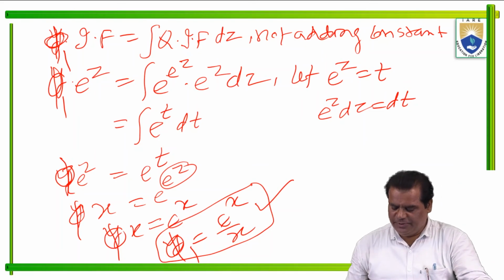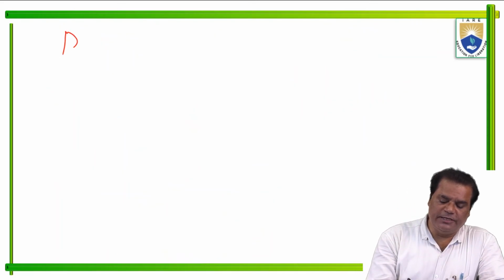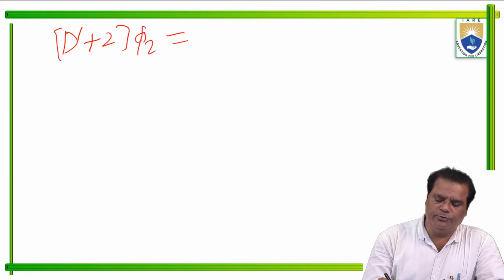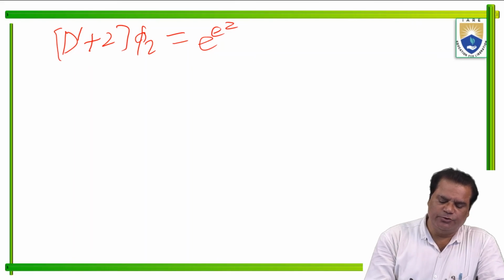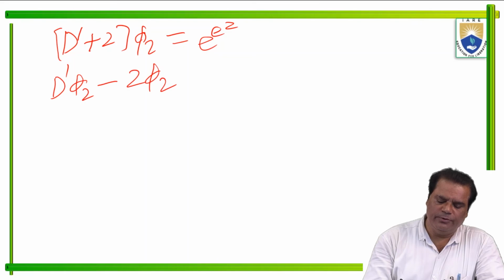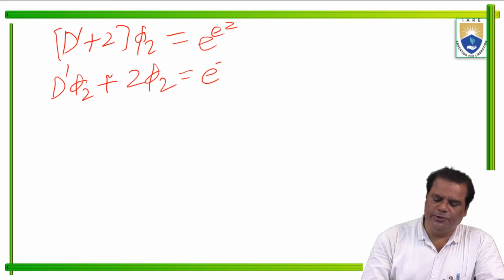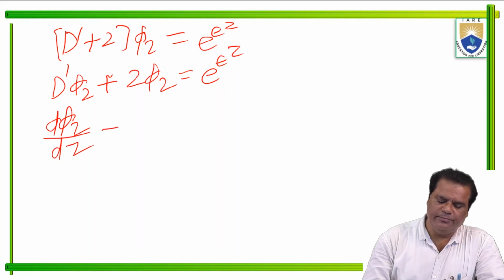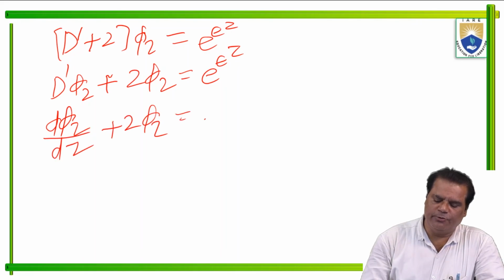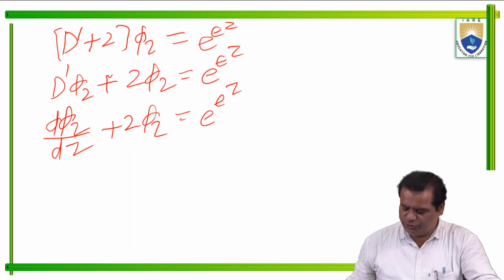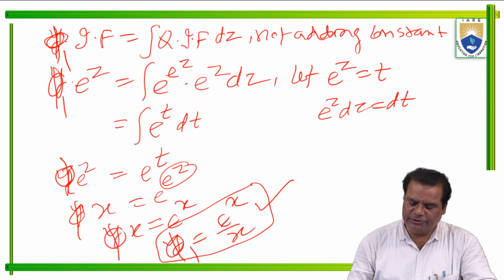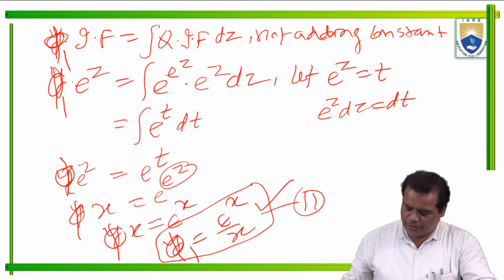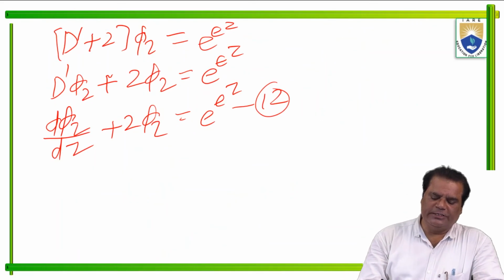Now, similarly, we can find D' plus 2 phi 2 equal to e^z. So D' phi 2 plus 2 phi 2 equal to e^z. So here d phi 2 upon dz plus 2 phi 2 equal to e^z. This is equation 10 and this is equation 11. So similarly we can solve this equation.